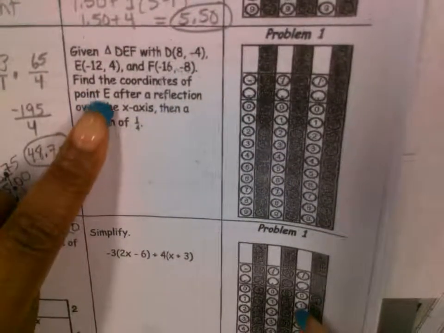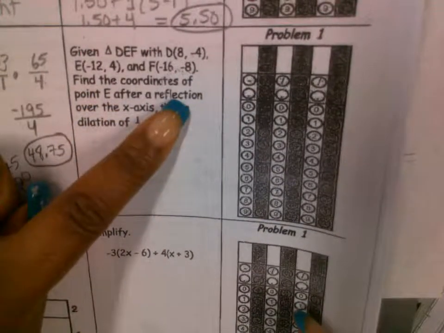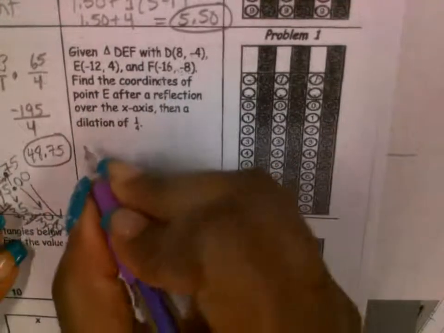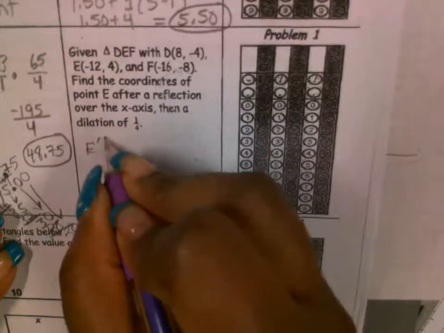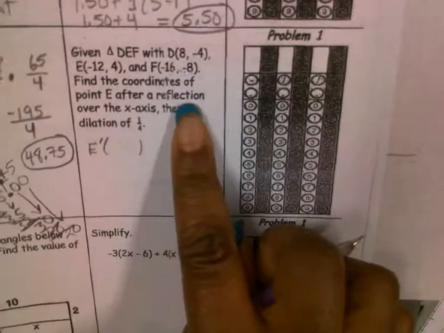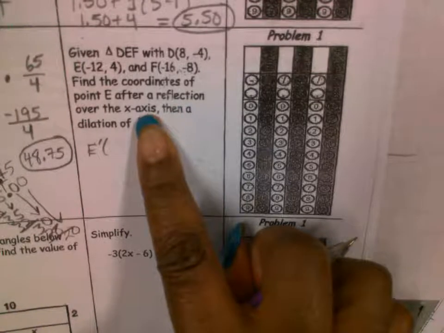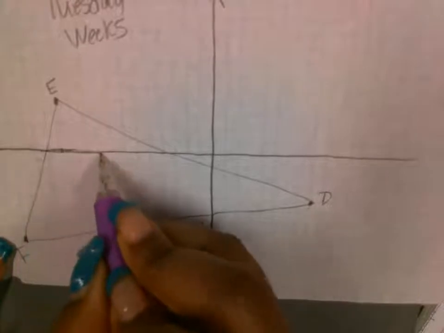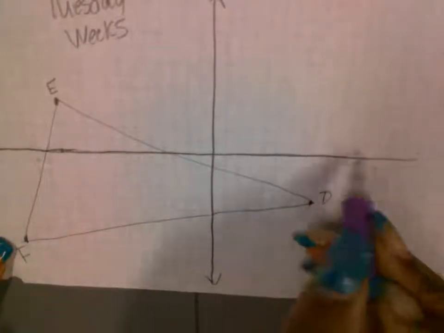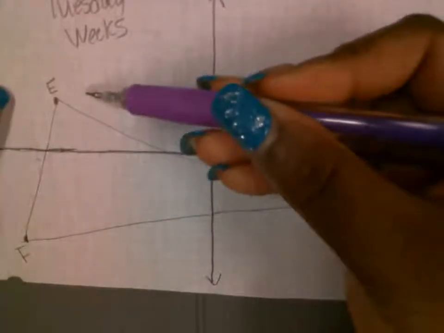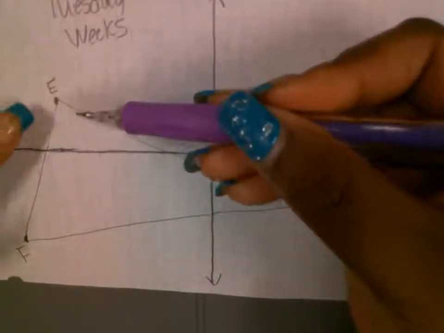All right, so let's do the next part of it. It says find the coordinates after you reflect it. So we're finding the coordinates for E. So that's E prime, after we have reflected E. We're going to reflect it over the X axis. This is the X axis here. So whatever's above the X axis, when you flip it over the X axis, it's going to be below. So they want you to flip E.